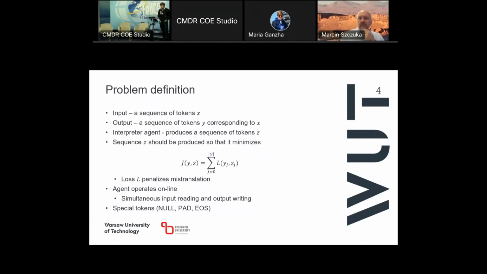We also have some special tokens in our sequences. Null is for the unknown token. Pad is for making the sequences equal in length, so it's easier for batch processing, and we have also the EOS token, which is for end of sentence.